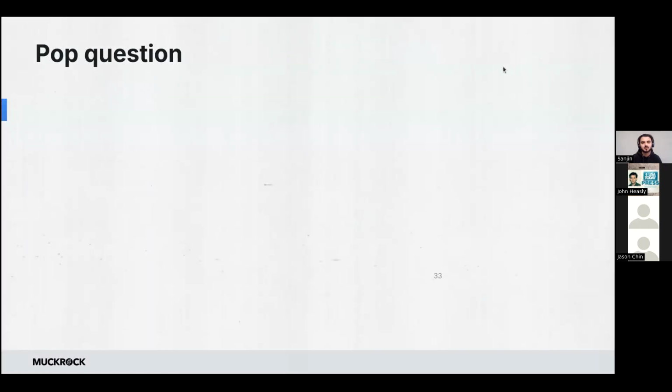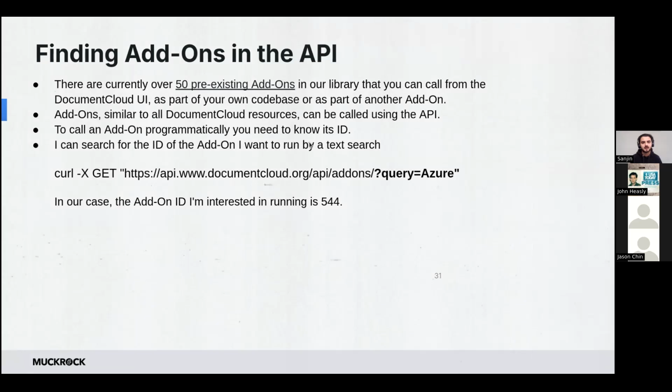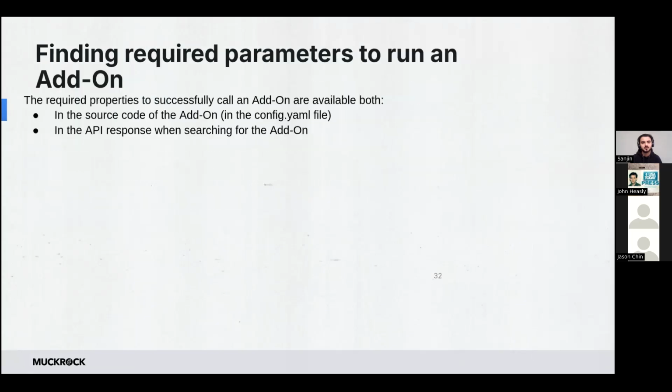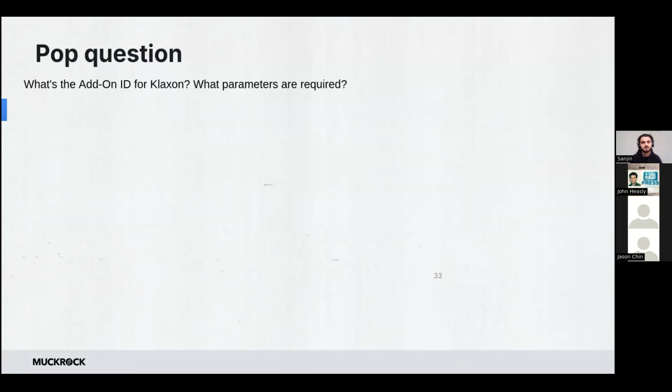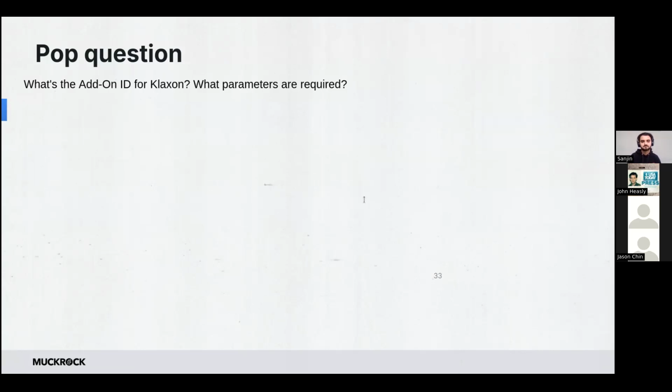So pop question. I want you to run this. I gave you how to find the Azure add-on in this slide. How do you find what the add-on ID is for Klaxon and what parameters are required? Should be in the API response. Let's see if anybody wants to tell me that.